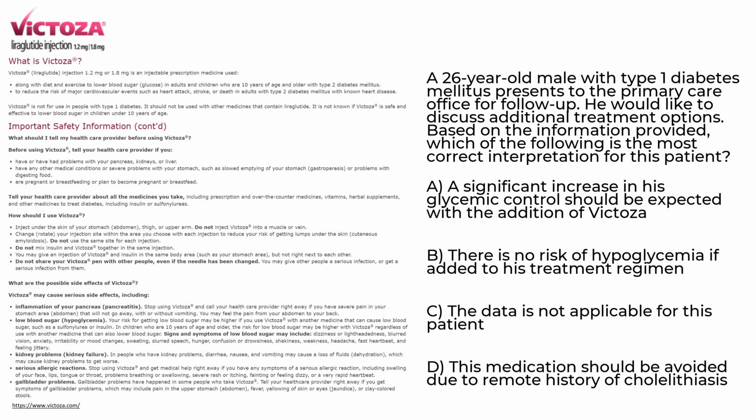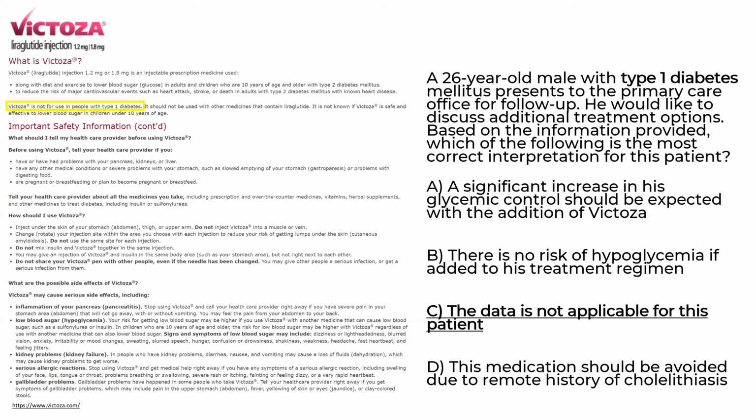For the purpose of brevity, we won't read through the entire first page of this drug advertisement. We'll just go ahead and move to the answer. The answer for this one is C. This data is not applicable for this patient. What this is meant to highlight is that in the question stem, you see a reference of type 1 diabetes, and in the text provided in the advertisement, Victoza specifically mentions that it's not used for people with type 1 diabetes.